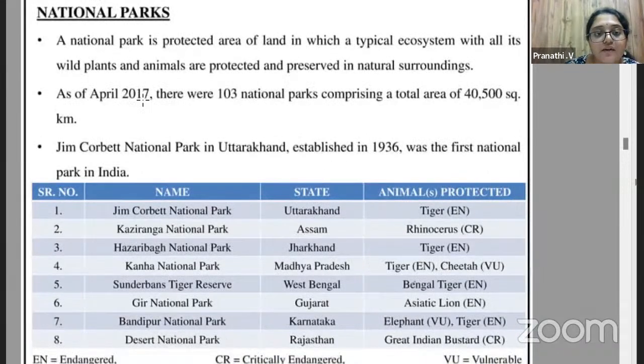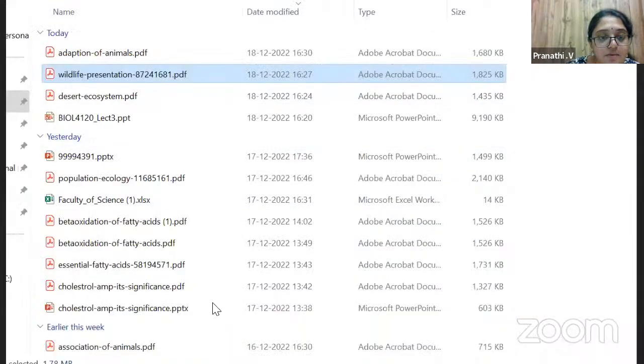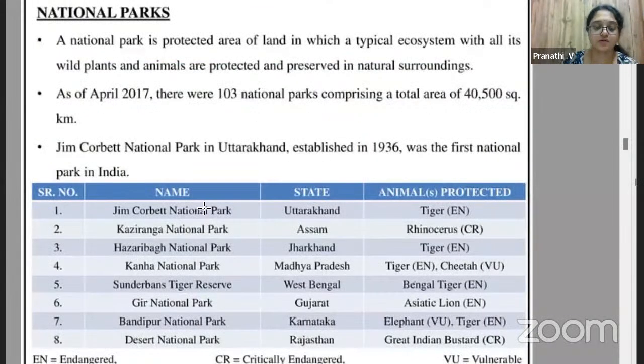Let me see if at all I have got another National Parks of India presentation. I had downloaded that as well. National Parks of India, if it's possible. Anyway, I think I will just go along with this, right?